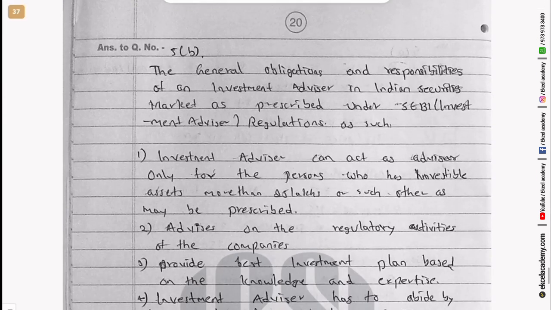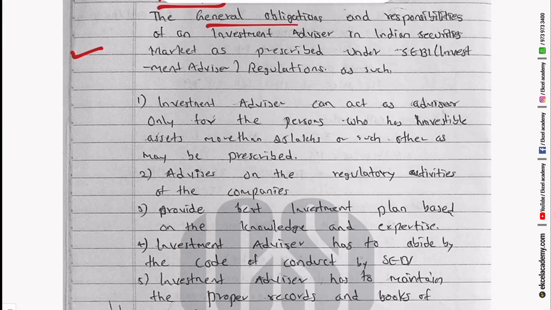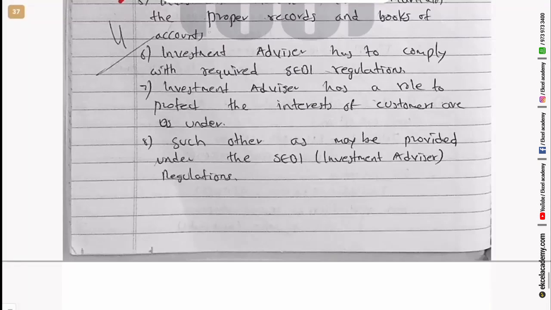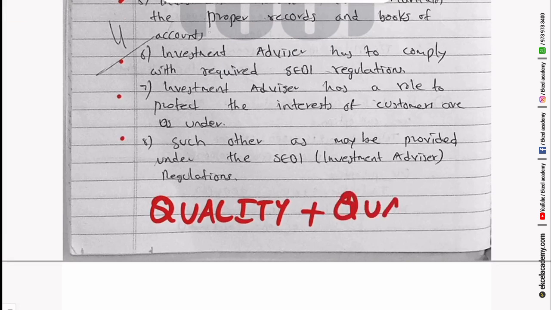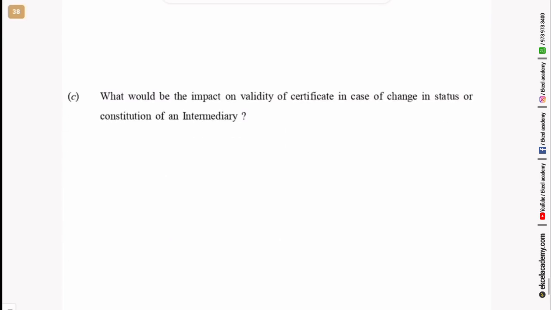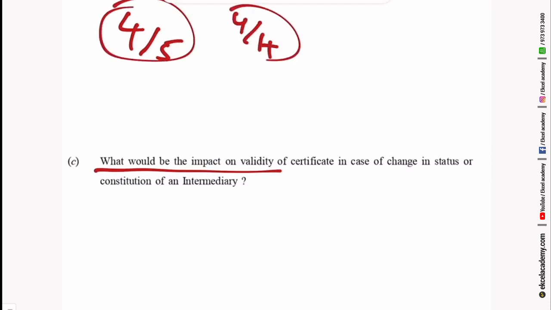So this was given, and general obligations has been given. Then point wise he has written. Excellent. What is very nice is quality is there plus quantity, means all the points are there. When I say quantity, it is not about writing stories, it is about all the points. So it's so good. The person correcting will give the marks. There is no other option. So you will get 4 out of 5. 4 out of 4 is possible.